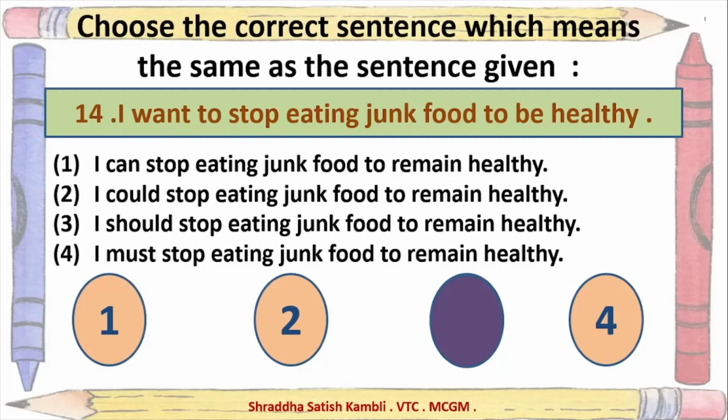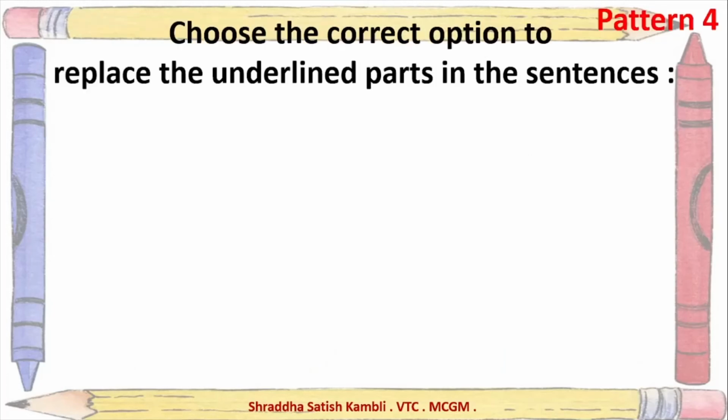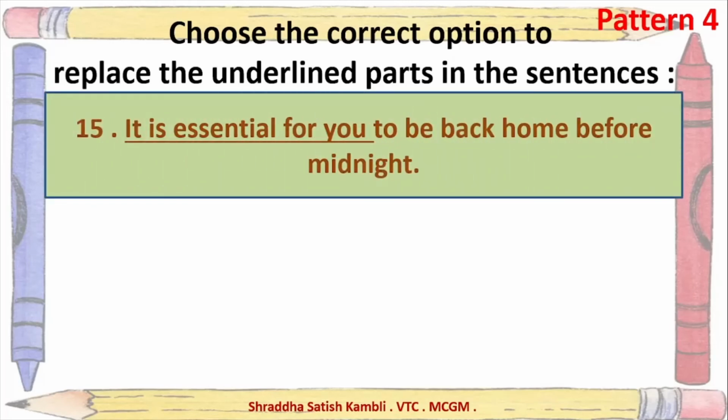Okay. Now we come to the last pattern that we have for today, where we choose the correct option to replace the underlined parts in the sentence. So you have a sentence and you have certain words or a part of the sentence which is underlined. So you have to find a phrase which you can use in order to replace this particular group of words or a phrase. Okay. So see, this is the question. It is essential for you to be back home before midnight. It is essential for you. Remember, we are not giving a choice here.